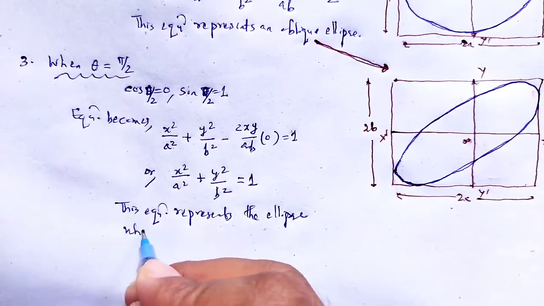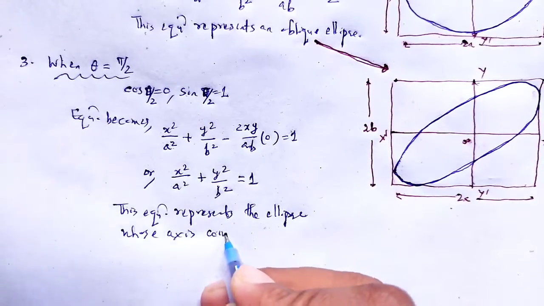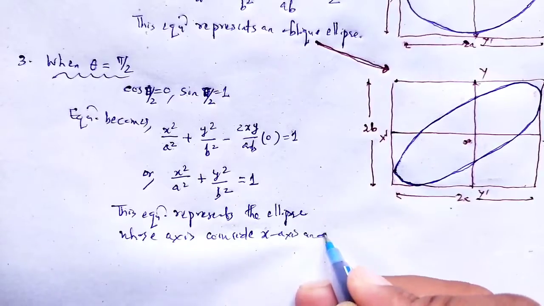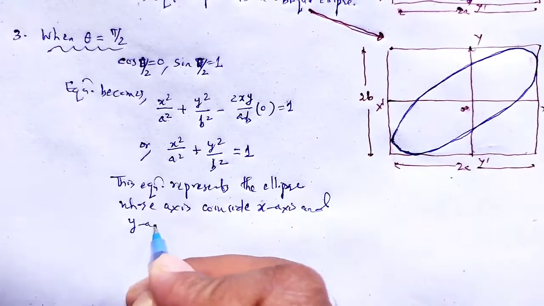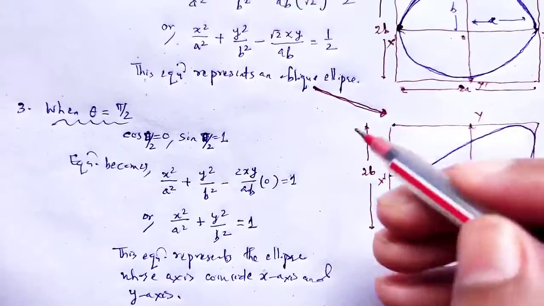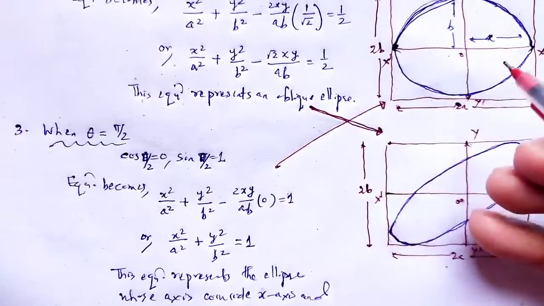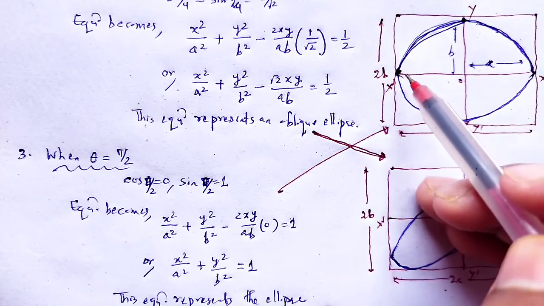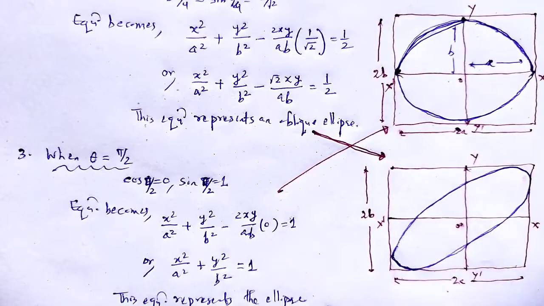whose axes coincide with the x axis and y axis. Here that will be the figure that gives the ellipse. Here, along the x axis and y axis, that portion is A, that portion is B.